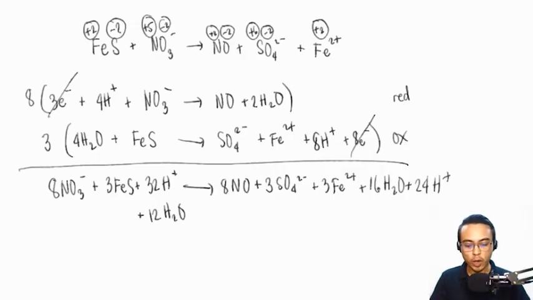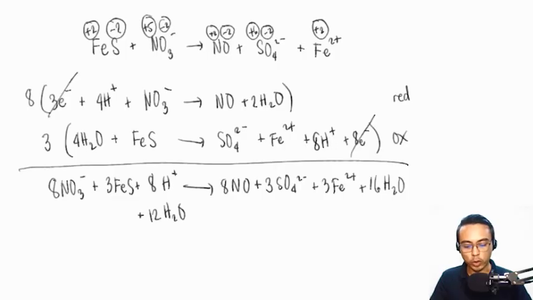On the reactant side, we have 32 H plus. On the product side, we have 24 H plus. If you subtract that, that is 8. Therefore, we only retain 8 H plus in the reactant side and then erase the one on the product side. Okay? We do the same for water.